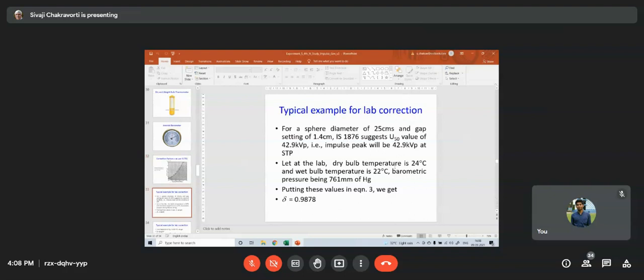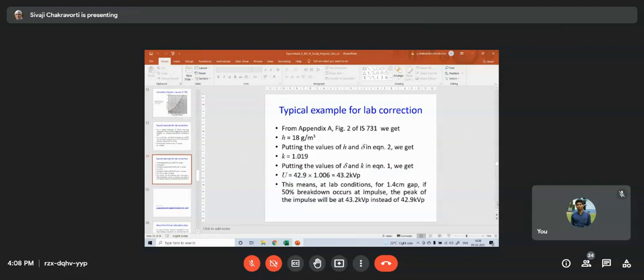Here is an example given. Say at the lab the dry bulb temperature is 24, wet bulb temperature is 22. Well, it was probably taken in winter, not today in the summer. Barometric pressure is 761. Typically in the rainy season, barometric pressure goes down. You know that. So if we put it in equation 3, delta comes out to be this. This is just for your reference. These are very basic computations which you can do.